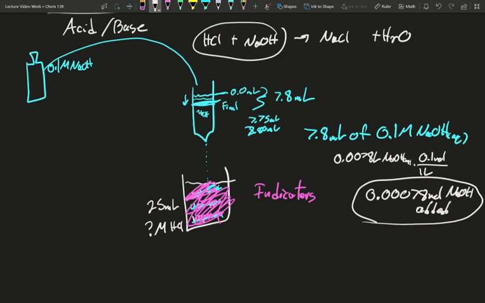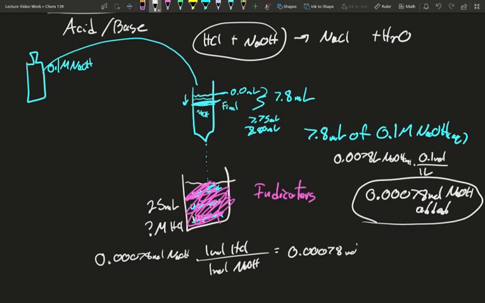Well, they're 1 to 1. So if I needed 0.00078 moles of NaOH, the balanced reaction says, well, 1 mole of NaOH reacted with 1 mole of HCl. So that beaker must have contained 0.00078 mole of HCl. That's the amount that would have reacted with the sodium hydroxide to make the color change, so that's the amount that must have been there.